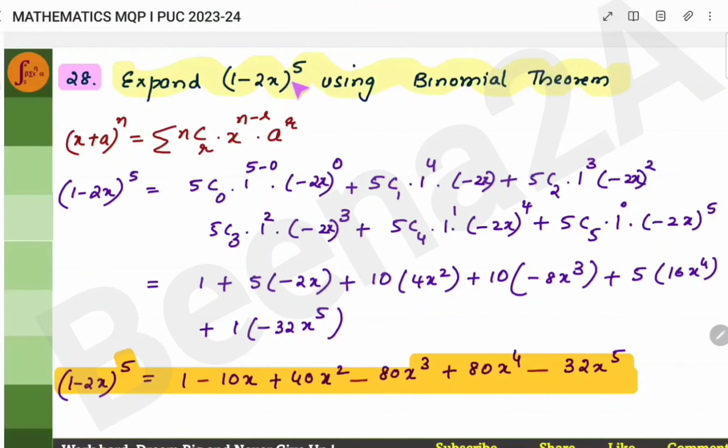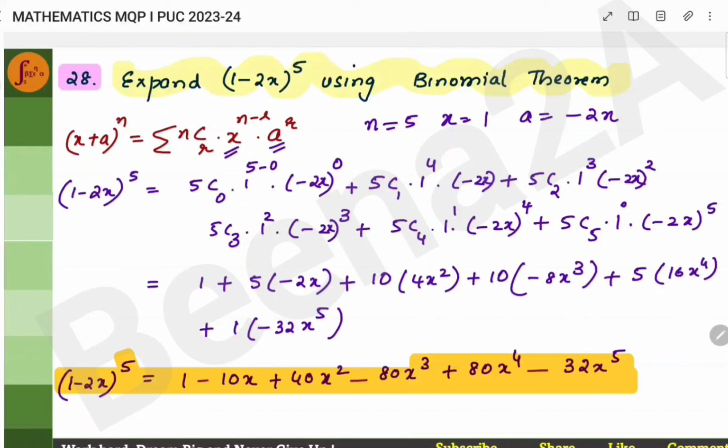Let's look at a binomial theorem problem. Expand (1 minus 2x) to the power 5 using the binomial theorem. So we have to remember the formula: nCr into x to the power n minus r into a to the power r. Now, what do we have in place of n? n is equal to 5. What is the first term? x is nothing but 1. What is the second term? a, which is minus 2x. Right? Now, nCr, substitute all the values.